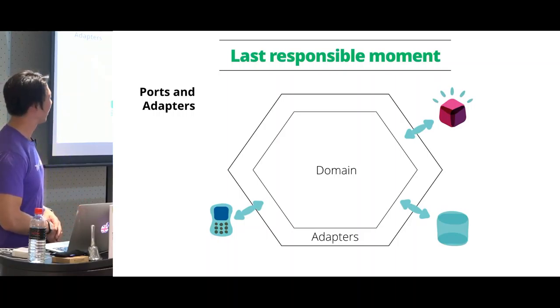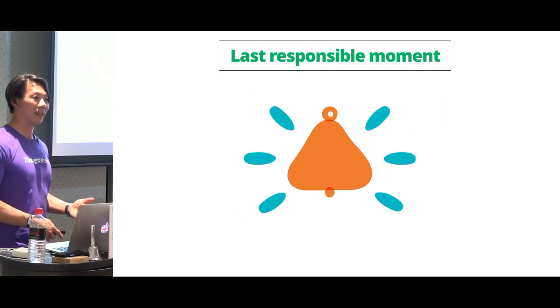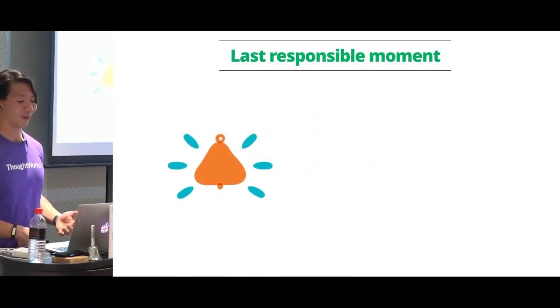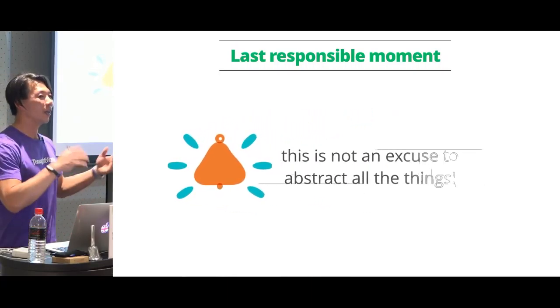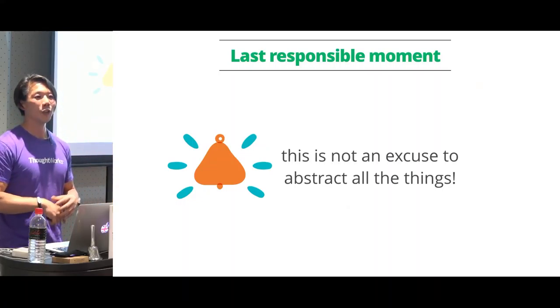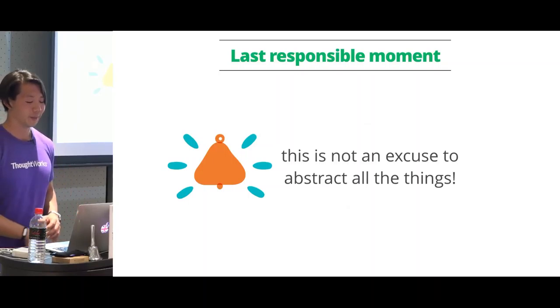But there is a bit of a warning around this, and I think this is where it can be a bit misapplied. This is really not an excuse to abstract all the things. You can get a little bit too carried away thinking this thing will change and that thing will change. Too much abstraction is also really confusing. So try to keep it as real as possible, but in a single place.